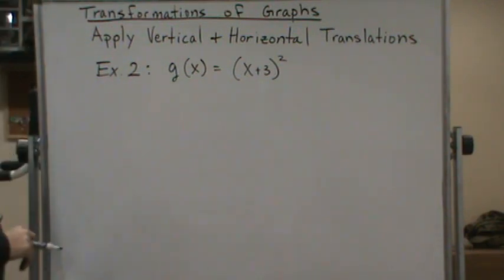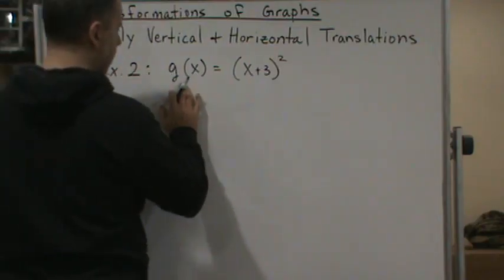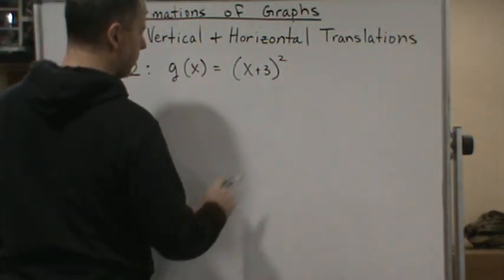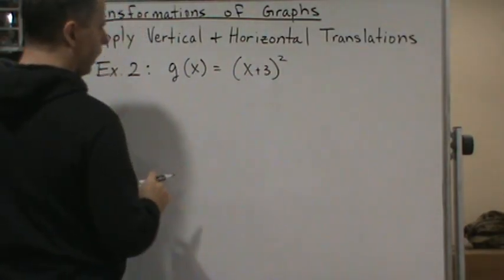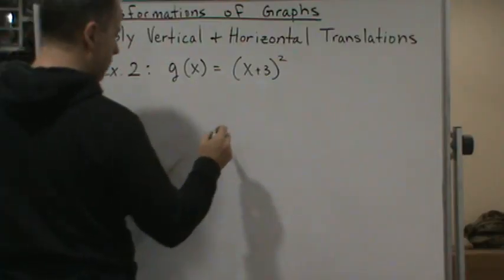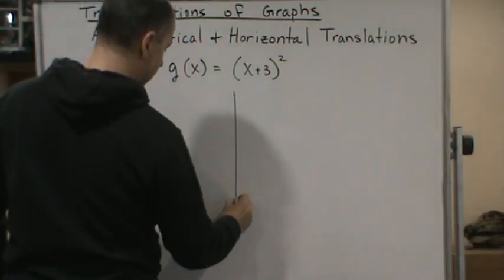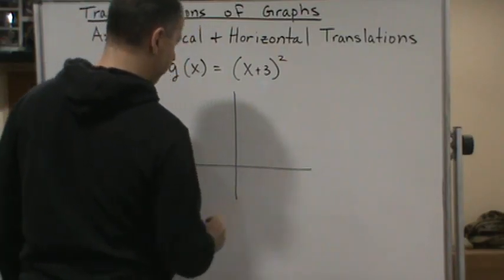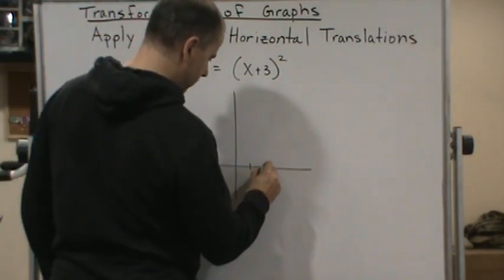Another example. This time we have g of x is equal to (x plus 3) quantity squared. Okay, so this is a square function. So it's a transformation of a squared function. So the first thing we're going to do is graph the basic function.